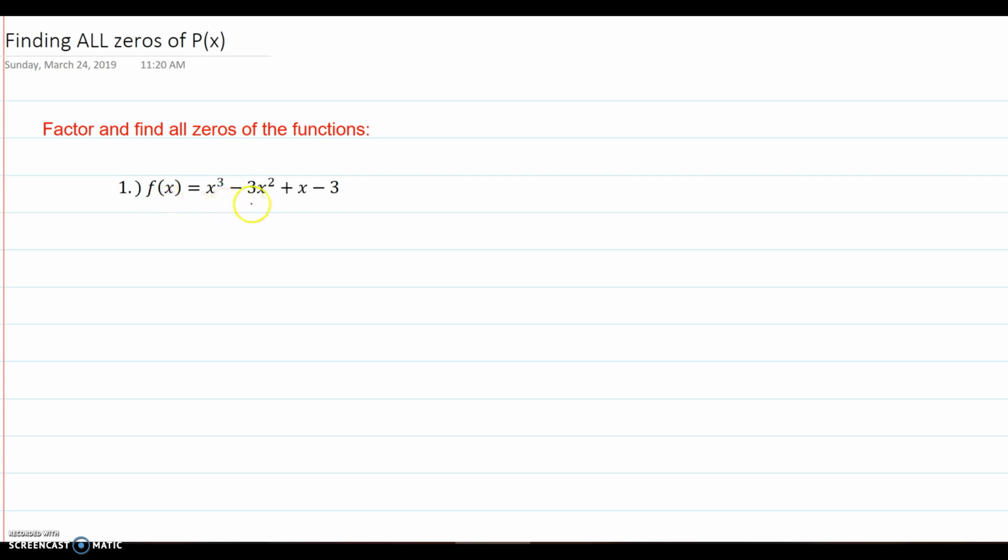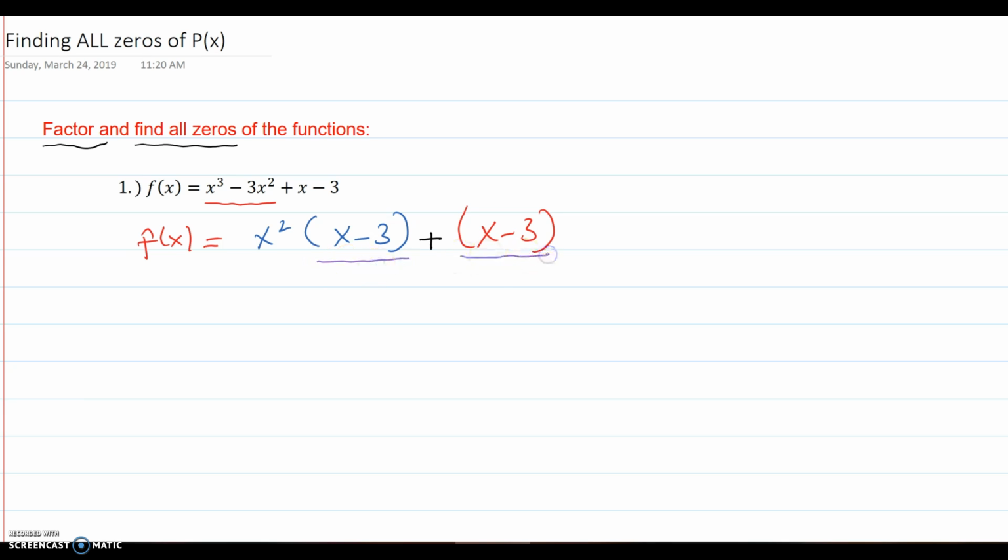So f of x is x cubed minus 3x squared plus x minus 3. The question is asking to factor and find all zeros. When we start factoring, we're going to think about the first portion first. Write down an x squared, parentheses, first two terms, and that will be x minus 3. And regroup the last terms, x minus 3. Okay, so then we see that they have something in common, x minus 3.